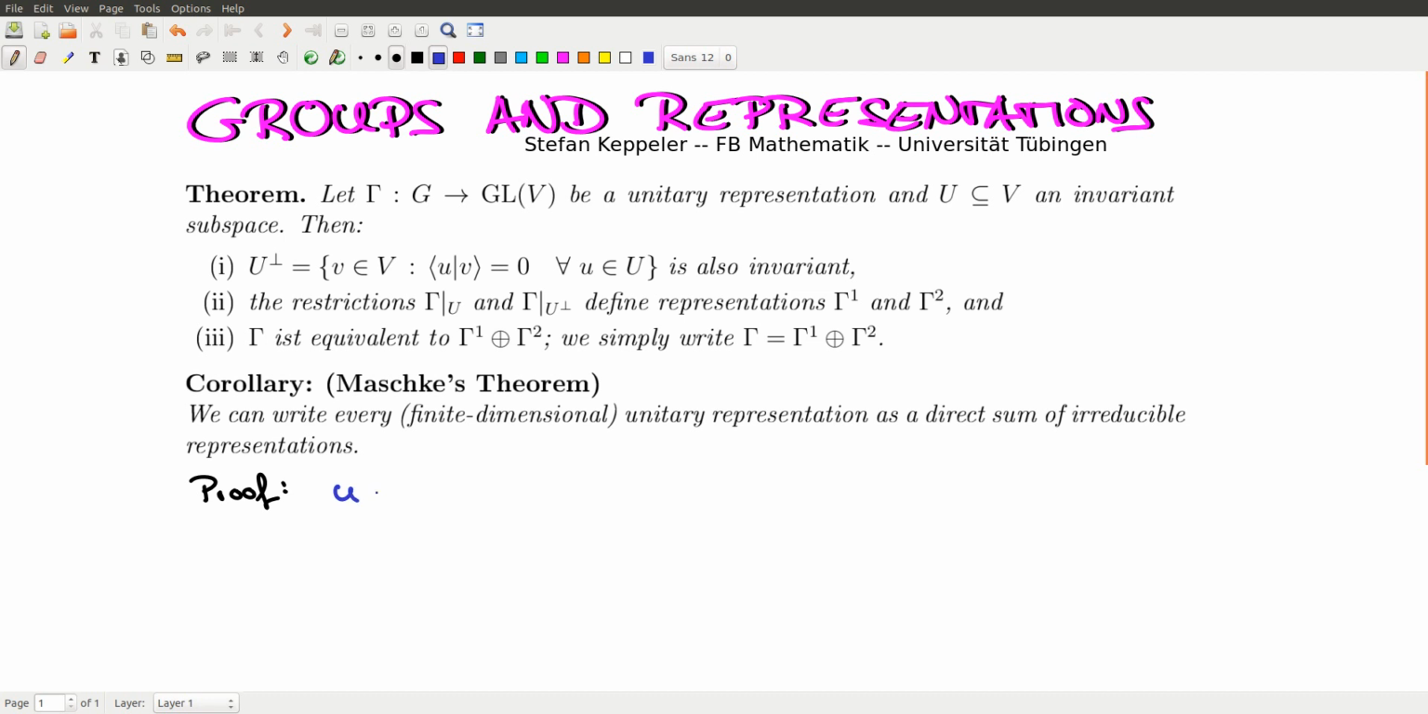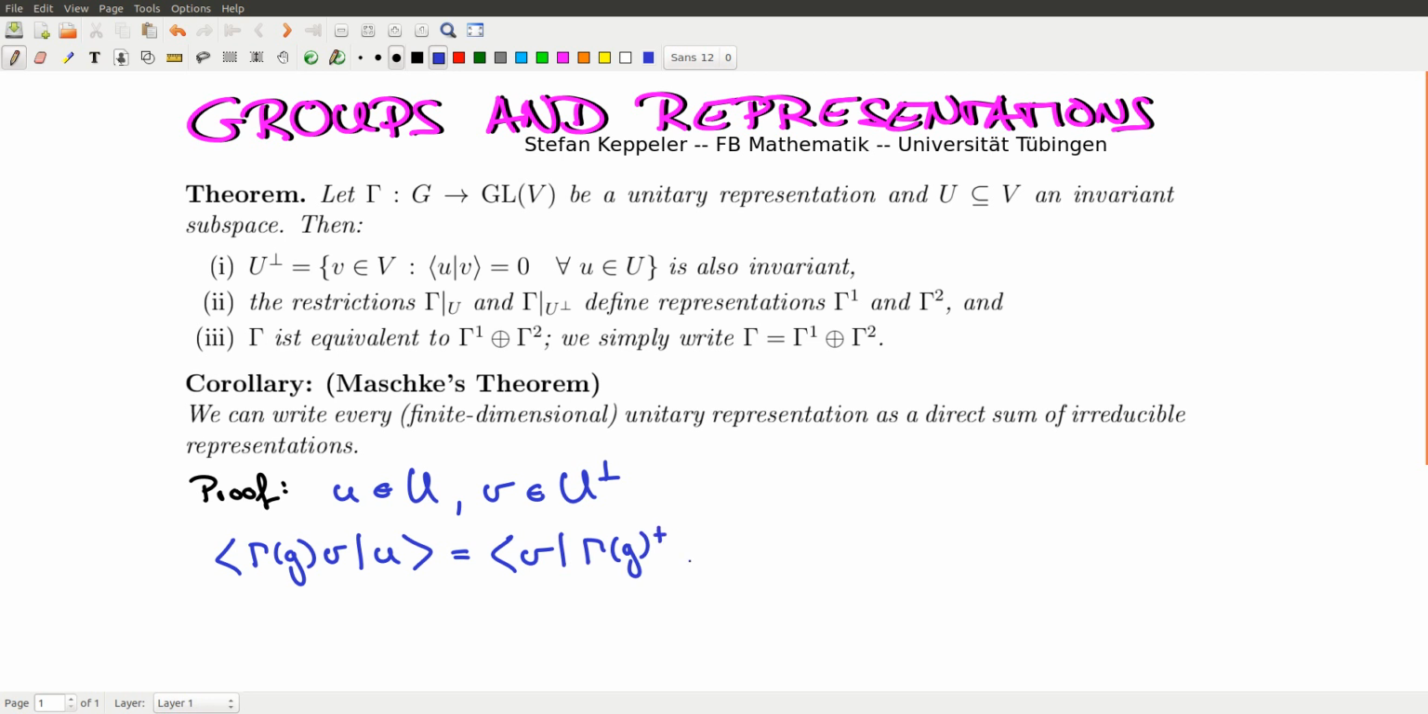Let's take a vector u in the subspace U and a vector v in the orthogonal complement. And now let's look at gamma of g times v, scalar product with u. So what we have to show is that this is 0, because this one here is in U perp, and if this is still in U perp after multiplying with any gamma of g, then we see that U perp is invariant. So how do we do this? We pull the gamma of g to the other side.